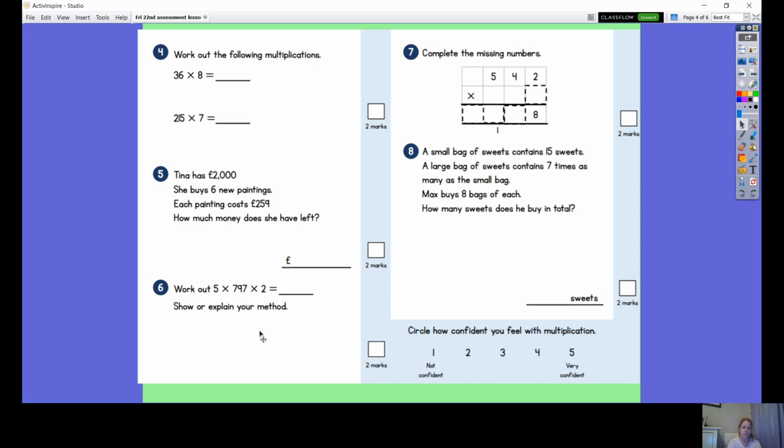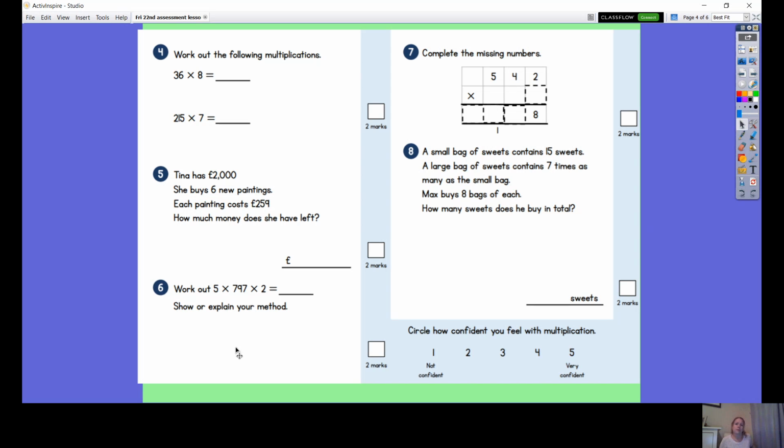And the next question, question 6: work out 5 times 797 times 2. Show or explain your method. So you're going to need to work that sum out. Think about how we said you can do those in any order that you like. It doesn't matter with multiplication. So work that one out and explain your answer.